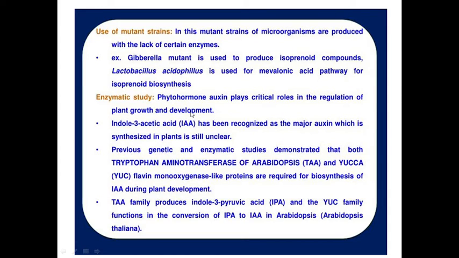So previous genetic and enzymatic studies have been done to determine where and how the growth hormone auxin, or indole 3-acetic acid, is synthesized in the plant. According to these studies, both tryptophan aminotransferase of Arabidopsis, that is TAA, and YUCCA flavin monooxygenase-like proteins are required for biosynthesis of indole 3-acetic acid. So to synthesize indole 3-acetic acid in the plant, it requires TAA and the YUCCA flavin monooxygenase-like proteins.